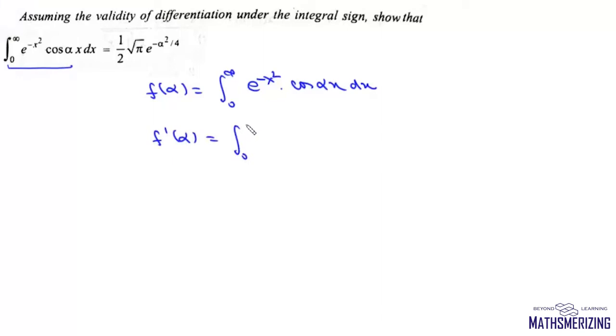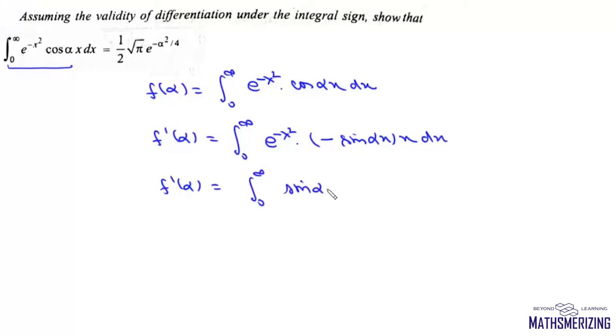So it will be this integral from 0 to infinite, and if we partially differentiate with respect to alpha, e to the power minus x square will be as it is, and then the derivative of cos alpha x will be minus sin alpha x into x dx. So we'll write this f dash alpha as this integral from 0 to infinite. We'll rearrange it a bit. We'll write sin alpha x into minus x into e to the power minus x square dx. Now what we'll also do is, we'll multiply and divide it with 2.